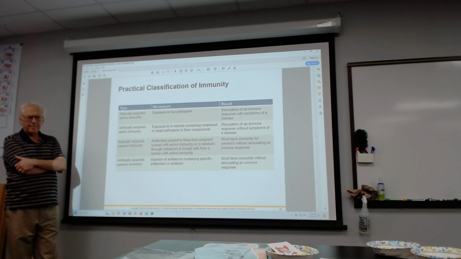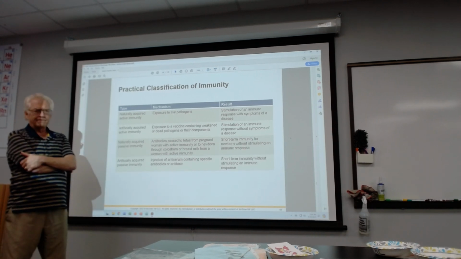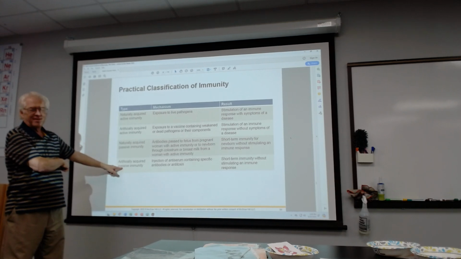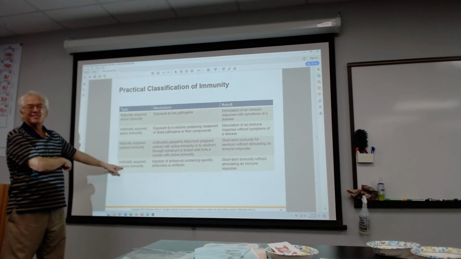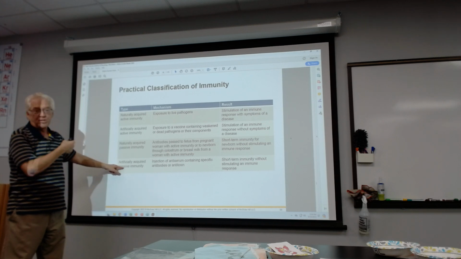Maybe let's say that one case where you took somebody else's blood to get the antibodies from their blood. That would be passive, because they made the antibodies. Got it? If you take somebody else's blood with antibodies in it, they made it, you didn't, so it's passive. But it's artificial because you have to be injected with it.